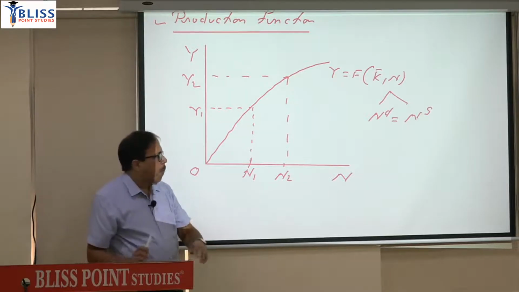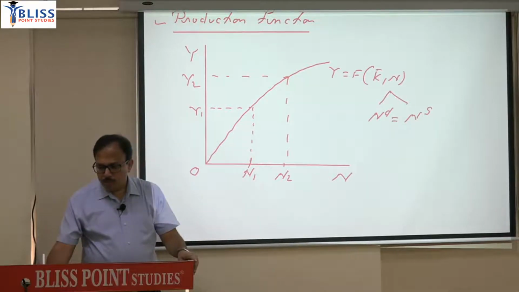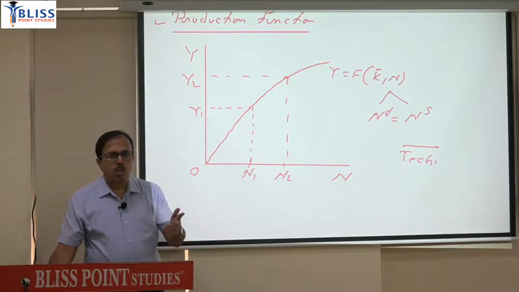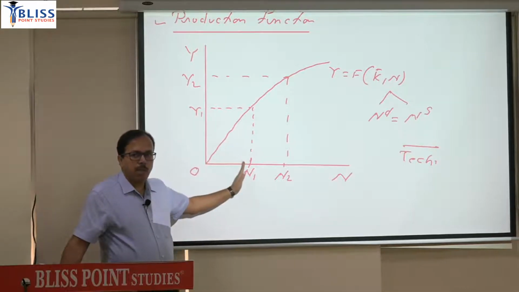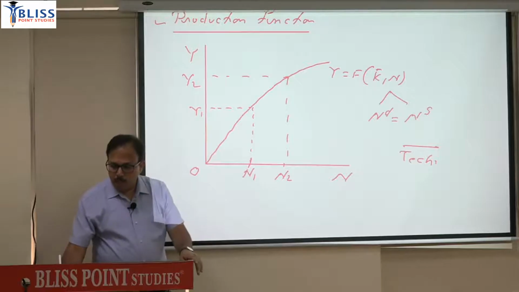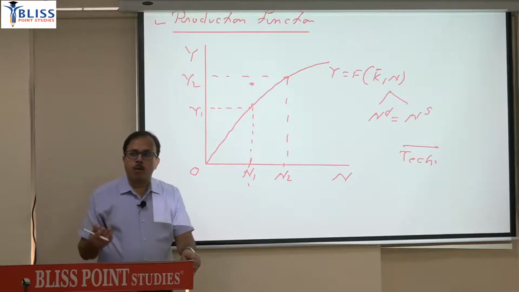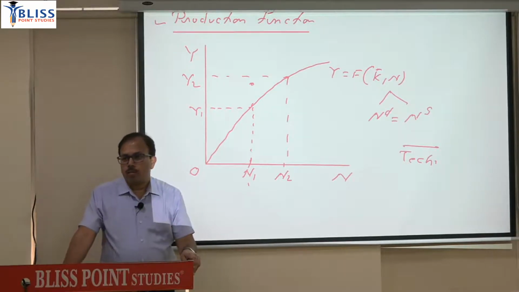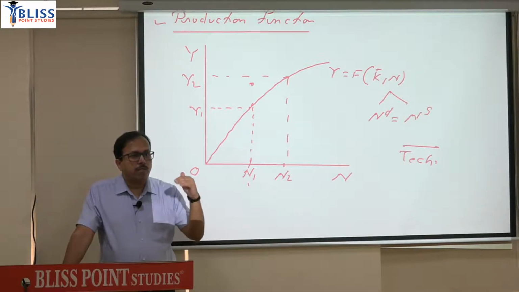अब यहाँ पे ध्यान दो, जब आप ये रिलेशनशिप ड्रॉ करें तो हमने कैपिटल को क्या माना है, टेक्नोलॉजी को भी क्या माना हुआ है. So if technology will change, then this function will shift up. Same labor can produce more output with better technology. Same labor can produce more output with better capital. So when capital stock will change, technology will change, then function will shift up.